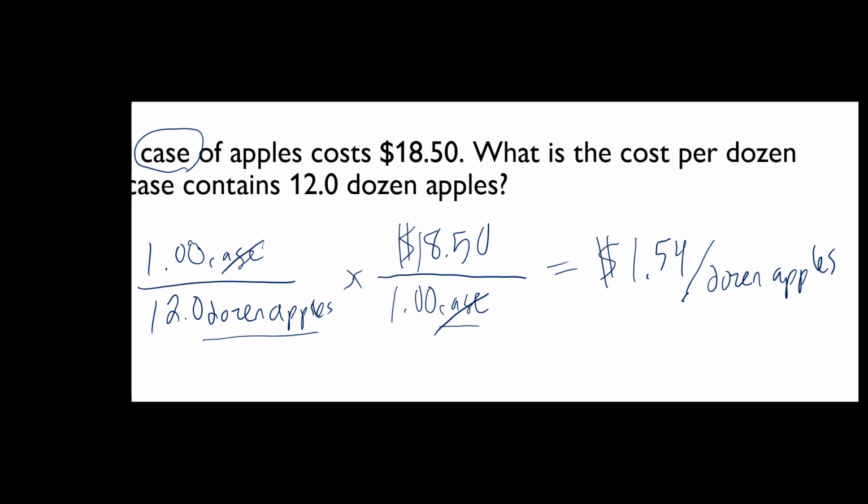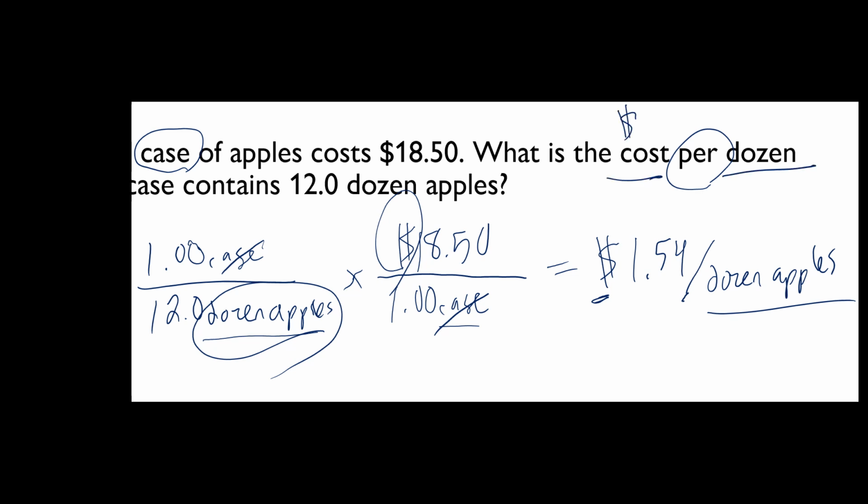And so I know that I have dollars on the top and a dozen apples on the bottom because I did not cancel those units out. So that's the dollars per dozen. Whenever you see this "per," it means that you're dividing. So cost in dollars over dozen of apples on the bottom.